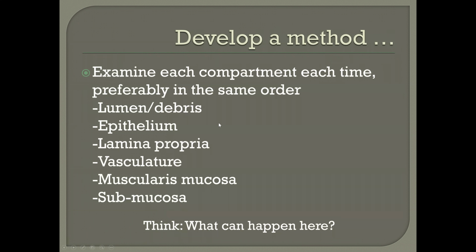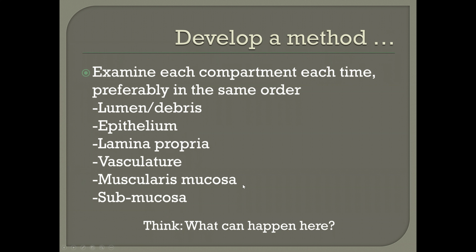Are there parasites? Is there debris? Is there something there? What's in the epithelium? How does it look? Is it damaged? What's the lamina propria like? Is it normal size? Are the lacteals dilated? Is it expanded with lymphocytes, etc.? And then the vasculature. What is the vasculature showing you? Are there thromboses? Is there microthrombi? Is there lymphangitic spread of neoplasia?